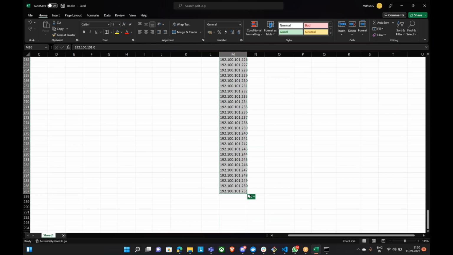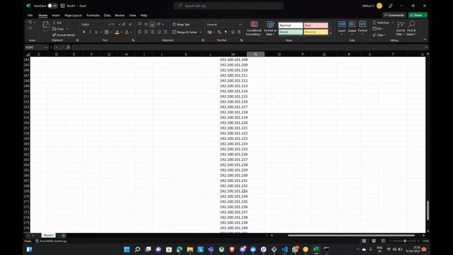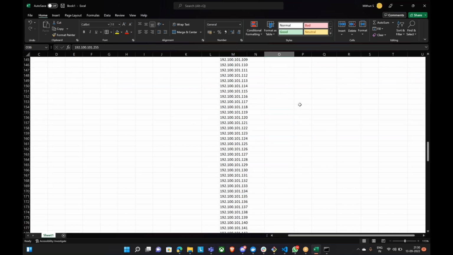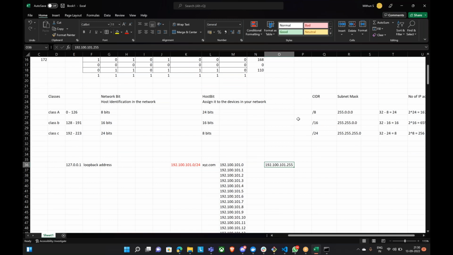So 251, 253 and 255. These many IP addresses you can associate. You're getting this? It will start from there. This is your first one and this is your last one. So these many servers you can launch, maximum up to 250. Is it clear?